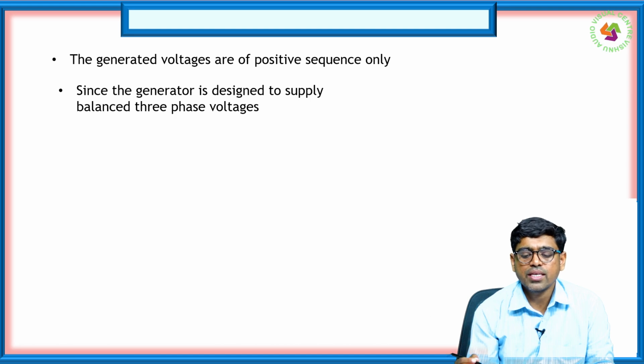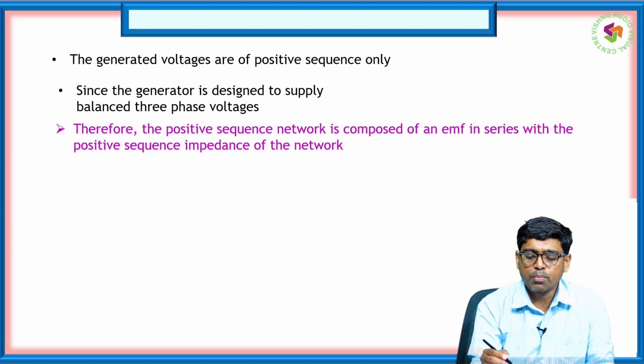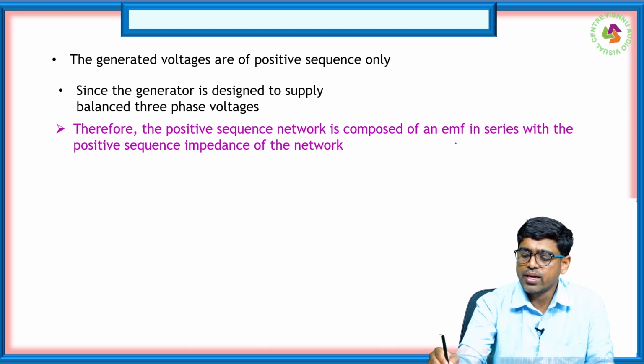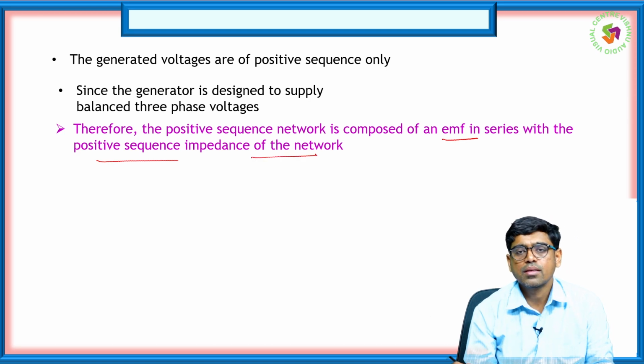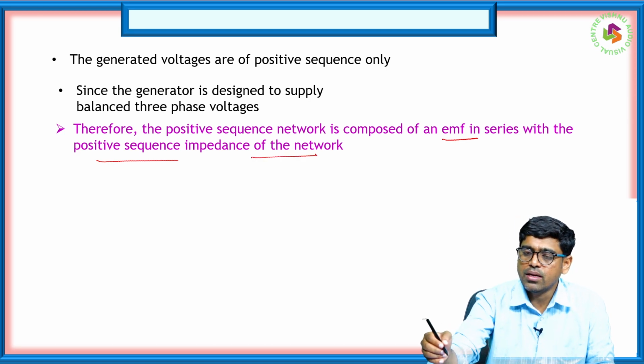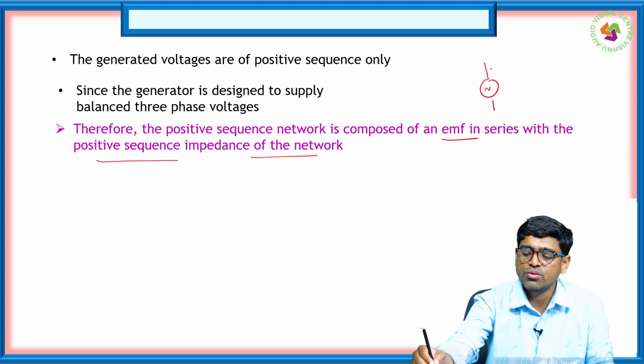And since the generator is designed to supply balanced three-phase voltages, the positive sequence network is composed of an EMF in series with the positive sequence impedance. So this particular synchronous machine, a motor or generator, can be represented by a voltage source in series with the impedance.